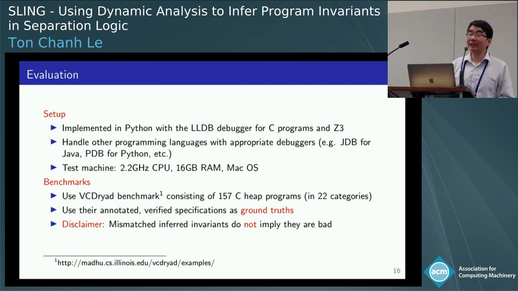For the benchmark, we use the VC-Tried benchmark, with a collection of 157 C heap programs in 22 categories. We also use the annotated verified specifications as the ground truth. And we want to clarify that mismatched inferred invariants do not imply that the inferred invariants are bad.